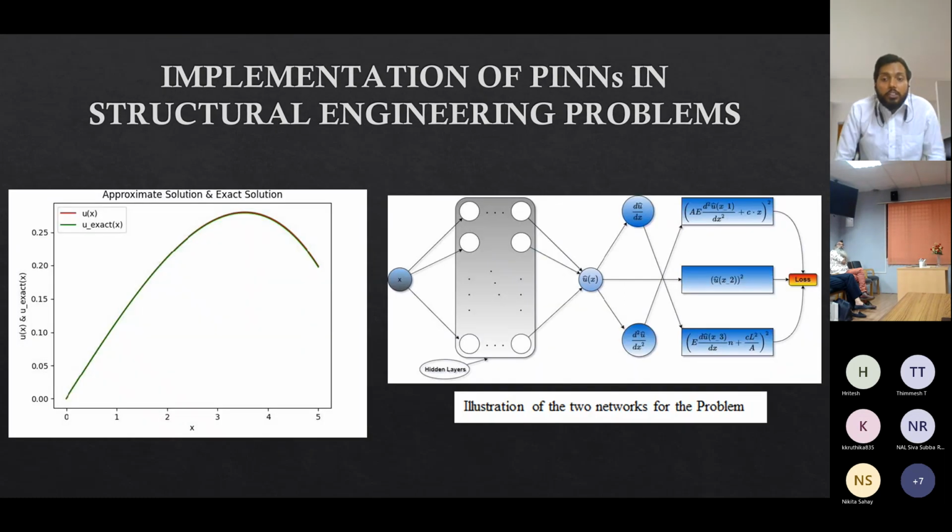This is the basic illustration of two network problems. In the first, as I have already mentioned, this is the feed forward network on the left side, and the blue one on the right side is the physics informed neural network, the physics informed machine learning part. In the physics informed learning part, we have to construct a loss function.